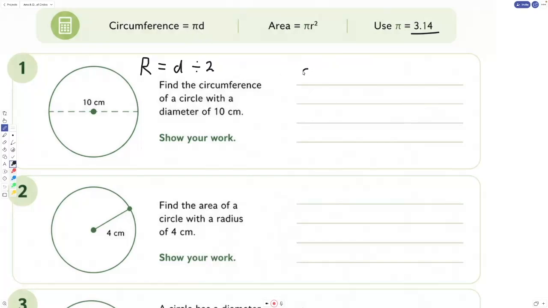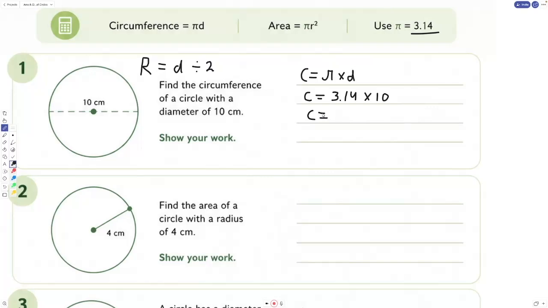So let's write that down. C equals pi times diameter, just like that. And let's rewrite it now with the numbers plugged in. So it would be 3.14 times 10. All right. And what is that going to give us? What would that give us in our final answer?